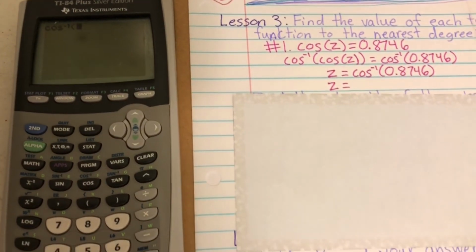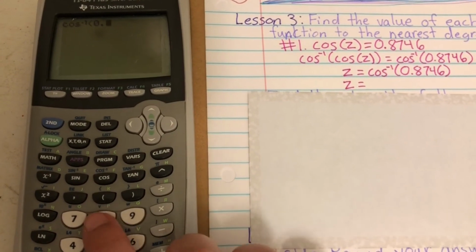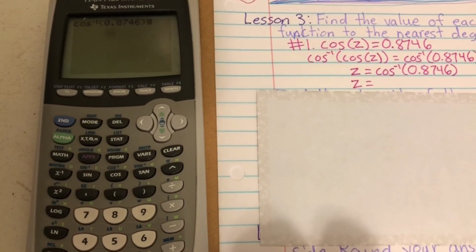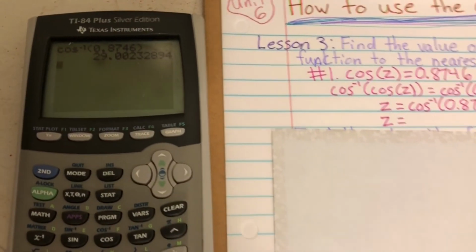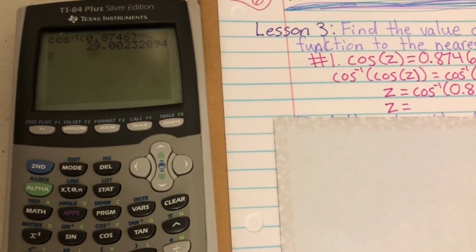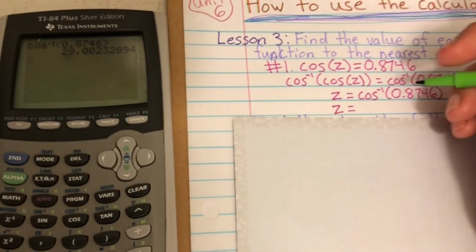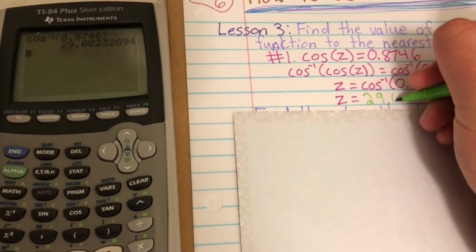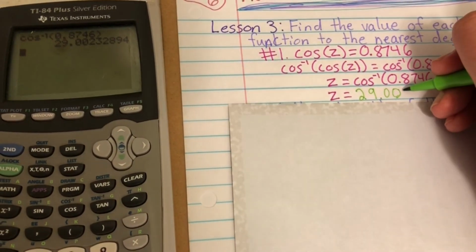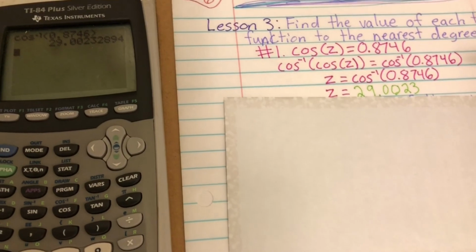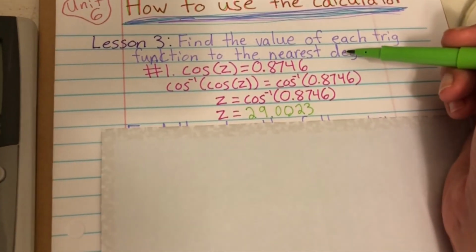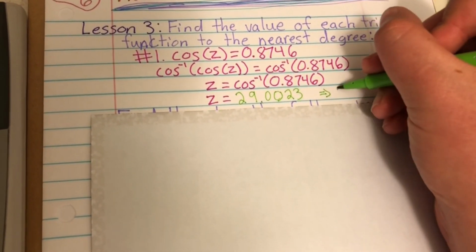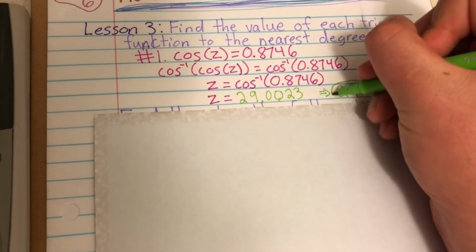And we want 0.8746. I always like to close the parentheses just in case and hit enter. And that's going to give us 29.0023, so on and so forth. So that's what I'm going to put on my paper. If you look back at the directions, it is to the nearest degree. So we are actually going to just put 29 degrees, and that would be your answer.